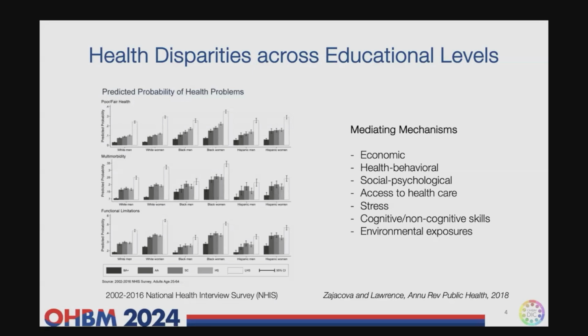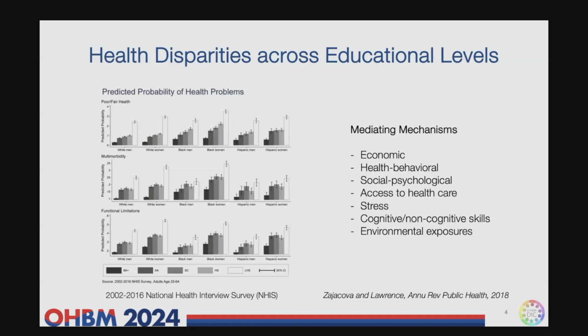Studies have shown that health disparities are associated with educational levels. In this study using the National Health Interview Survey between 2002 and 2016, they found that more educated adults were found to have improved health and longevity than others with low educational levels. The association between health problems and education levels was consistent across race and gender.